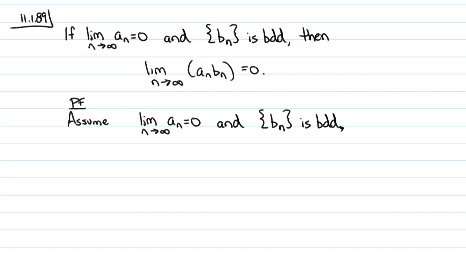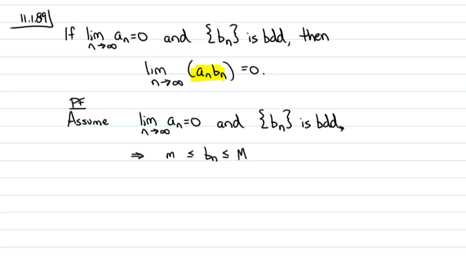Okay. Now I want to showcase that the product of those two sequences tends to 0. The way I'm going to do that is because they told me that b sub n is bounded, we can assume that b sub n is always between a lowercase m and a capital M. Now I'm going to multiply all three sides because I want the product of a sub n and b sub n. So I'm going to multiply all three sides by a sub n.